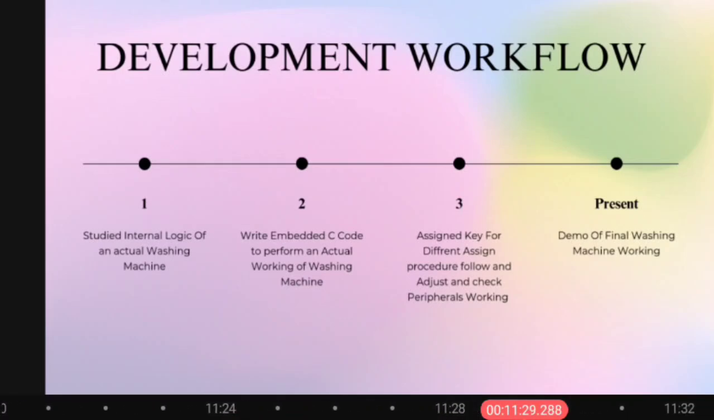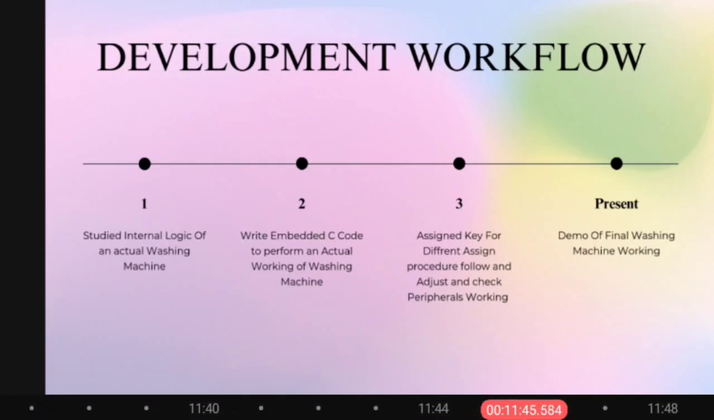If the user presses the switch to pause, the washing stops, the time stops, and the motor stops rotating. Again, if the user presses switch 5, then washing starts again and the rotor begins to rotate.